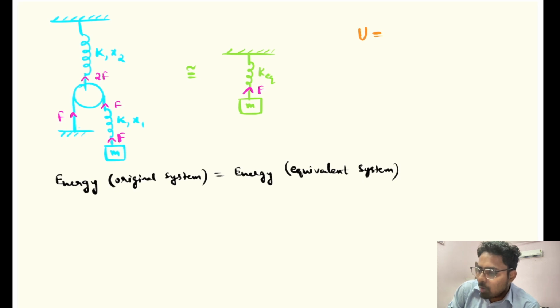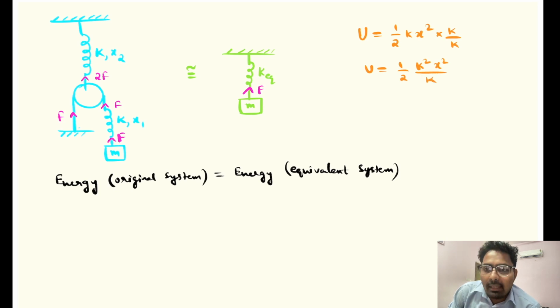So how to avoid expansions from the energy term? We know the energy stored in a spring formula: U, I can write it as half kx square. What I'll be doing is I'll multiply it and divide it with k. So then U can be written as half k square x square by k.